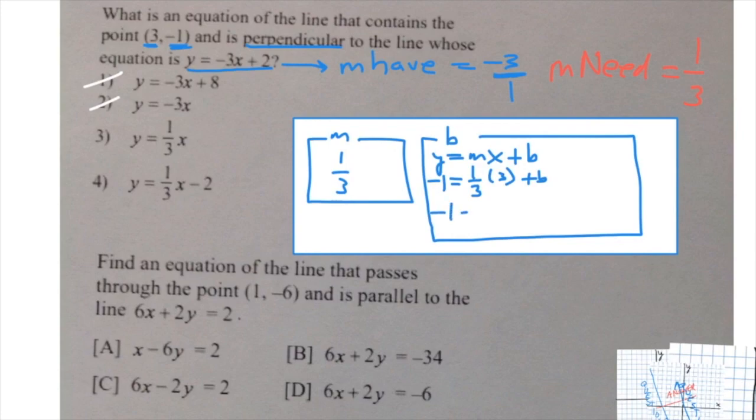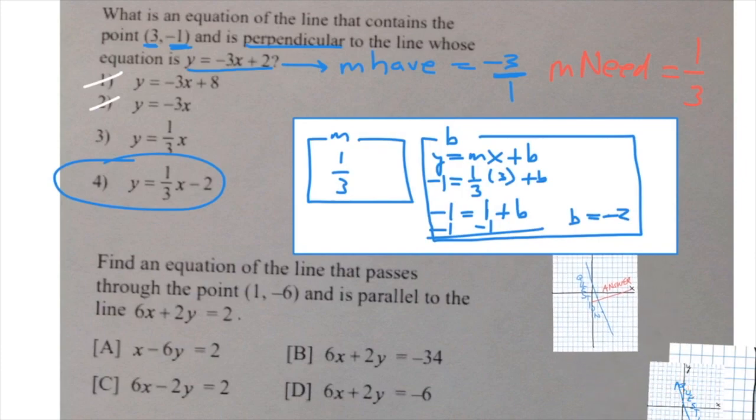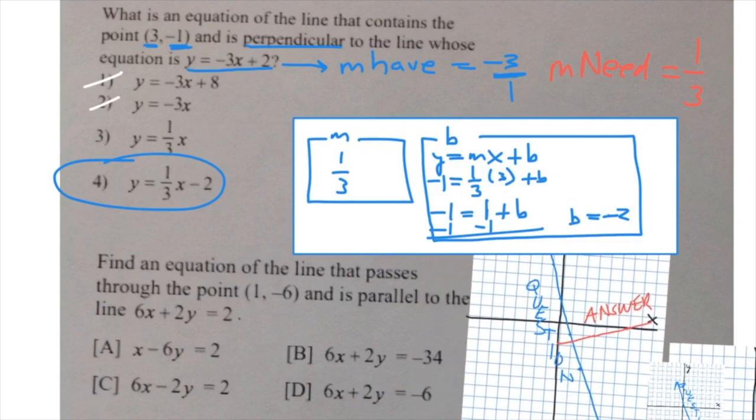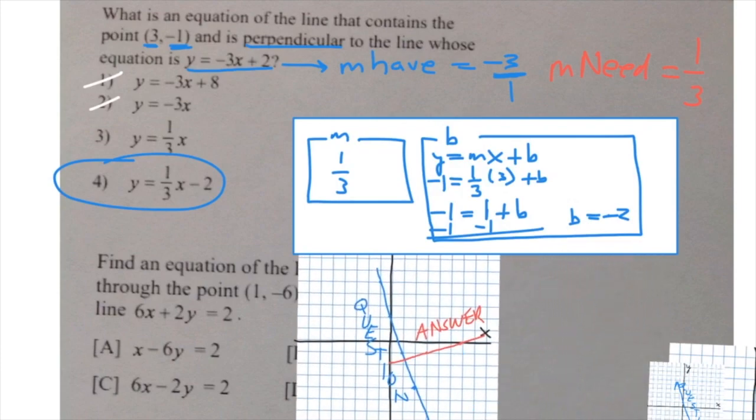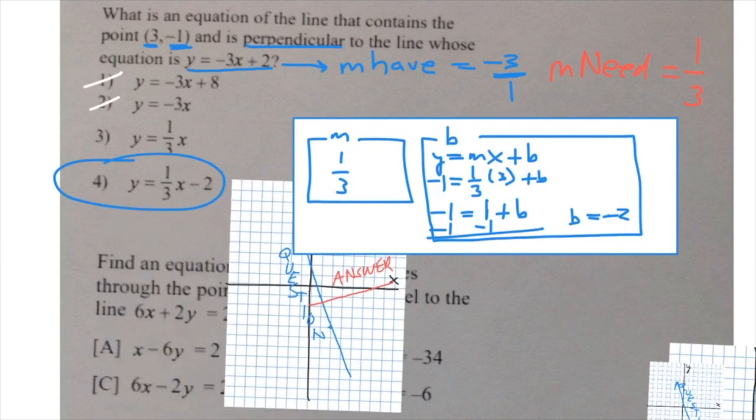For b, I get -1 equals 1/3 of 3 is 1, plus b. So I'm going to subtract 1 from both sides and find out that b equals -2. So it would have to be choice number 4. You can, as I mentioned before, you can actually graph these as well. This would be the graph of the question and also the answer as well, and you can see how that does agree with the work that we're doing algebraically.